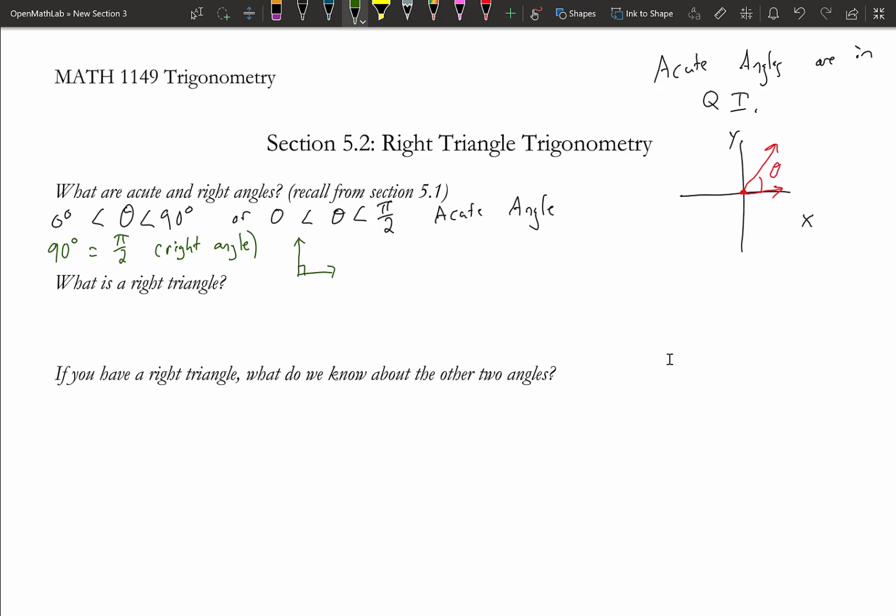Another thing to review is what's a right triangle. A right triangle is a triangle that has a right angle. We'll just say a triangle with a right angle.